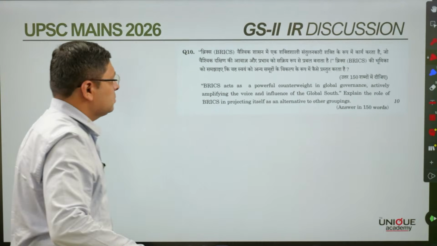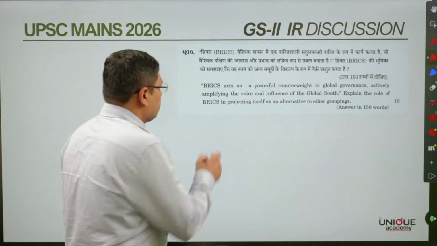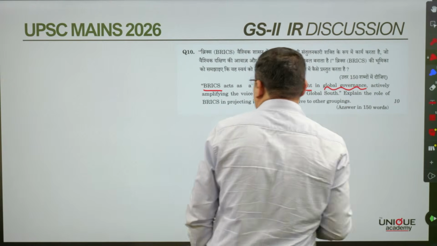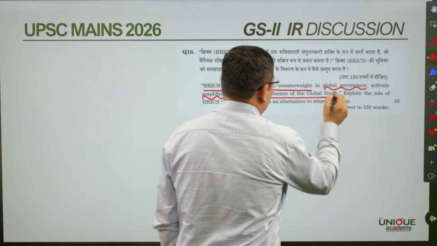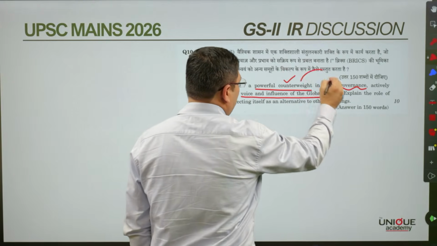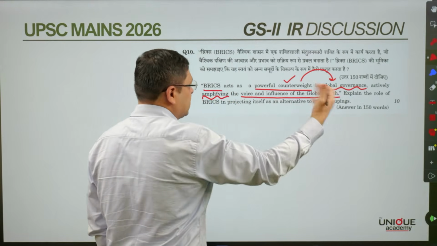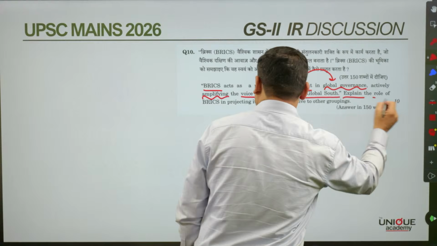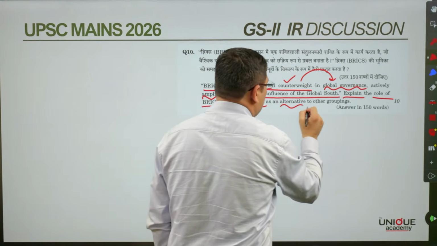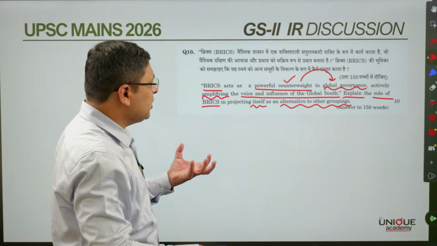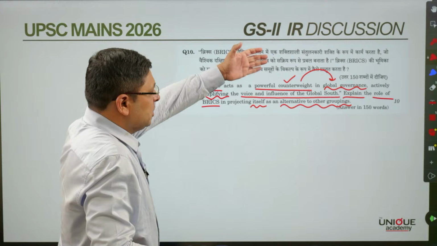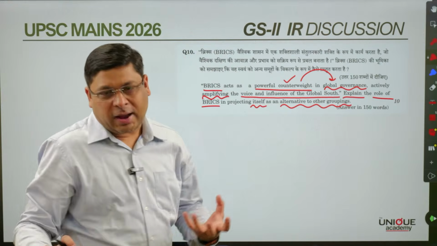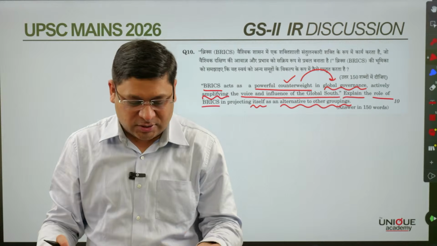Let's move to the next question. BRICS acts as a powerful counterweight, that is one key word, in global governance, right? Actively amplifying the voice and influence of the global south. There are two aspects here, right? Counterweight in terms of global governance, and second, it amplifies, increases, augments the voice and influence of the global south. What is the question? This statement: explain the role of BRICS in projecting itself as an alternative to other groupings. So a few things are clubbed here. One, global governance, second, global south, and third, different groupings, right? And we have to enmesh all these things into one answer, right?